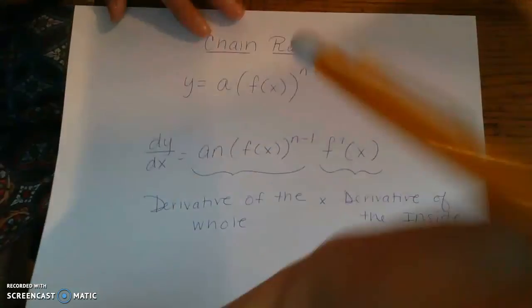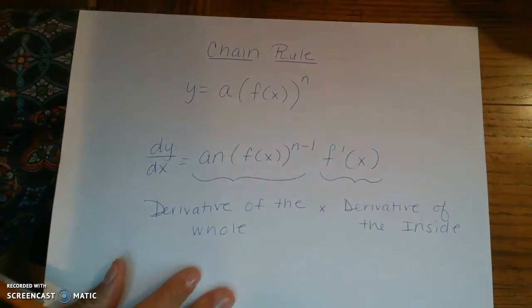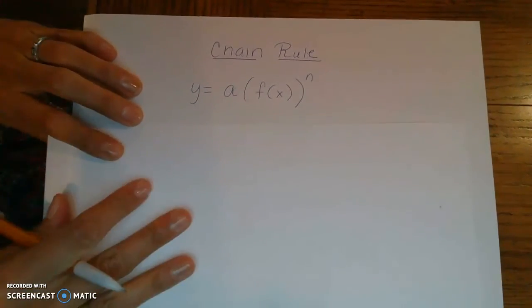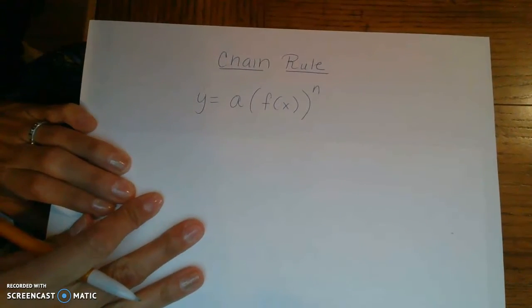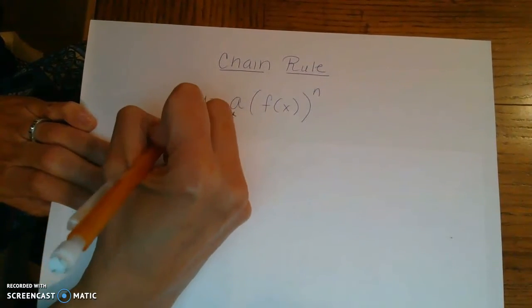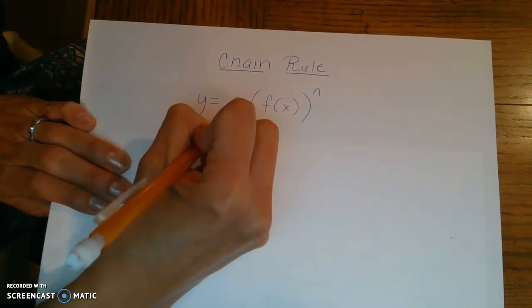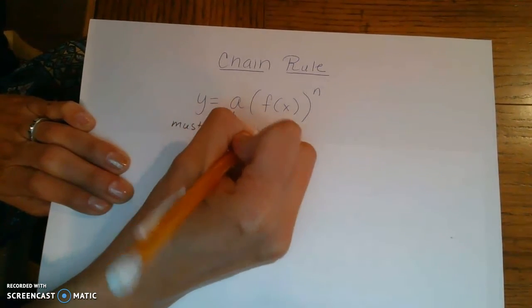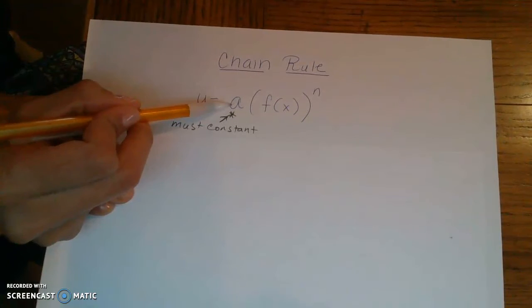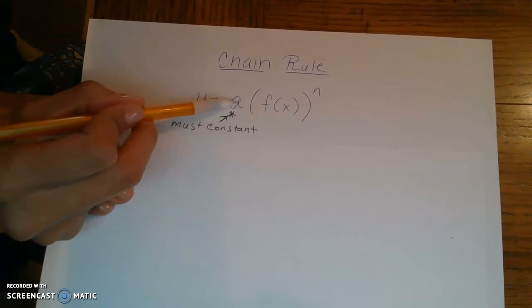So last but not least, this is our notation for when we work with chain rule. You're given a function. Now, the one thing that I have to stress is A here must be a constant. Otherwise, you cannot use the chain rule. And what do I mean by a constant? I cannot have a variable here. This number out here can't be 3x or x squared. No variable can be here.